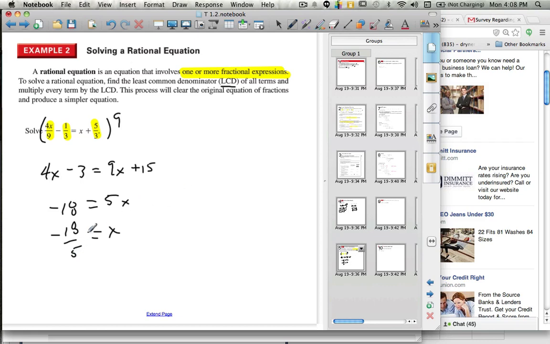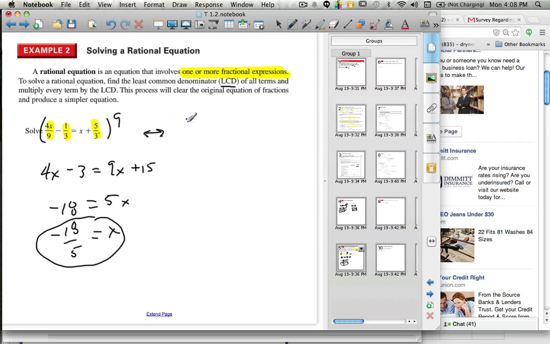Okay, and in this particular case, I ended up with a solution that was a fraction as well. Now, is this the only way to go about it? No. I could actually do the addition and subtraction on either side.